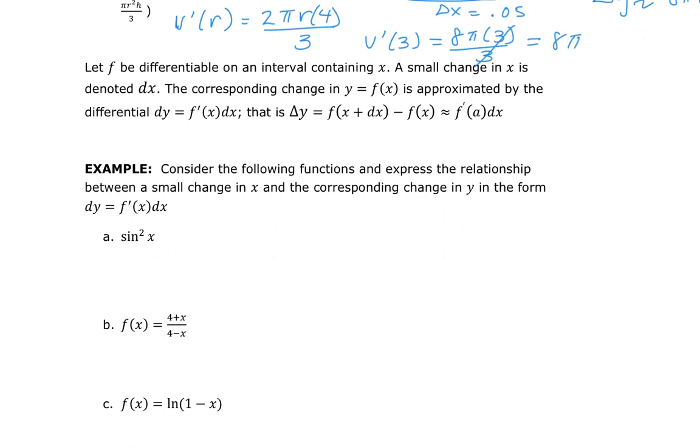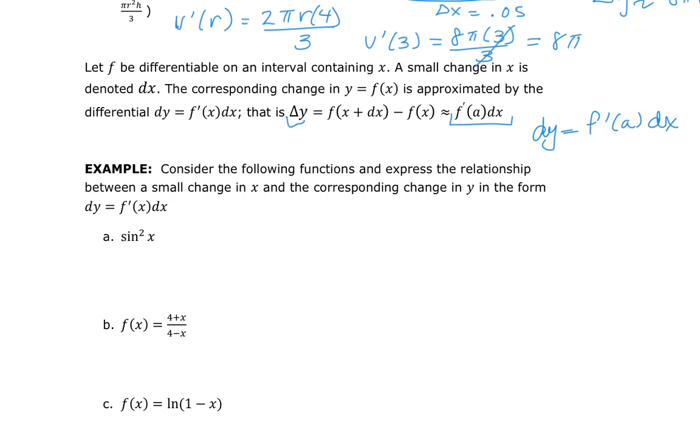Notice that we have delta y ends up becoming f prime of a dx. So we can say dy is equal to f prime of a dx, where dx is that change. Okay. Consider the following functions and express the relationship between the small change in x and the corresponding change in y in the form of dy is equal to f prime of x dx.